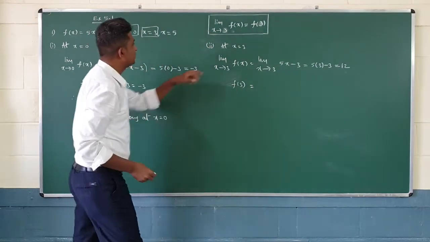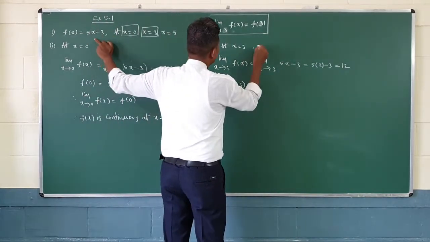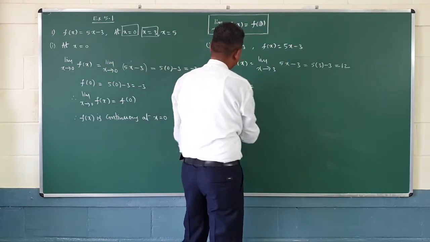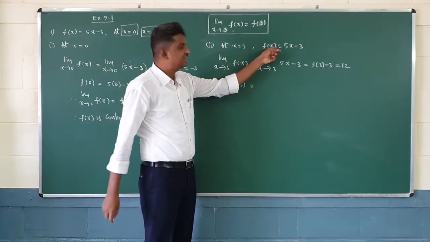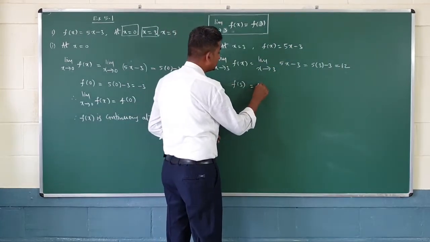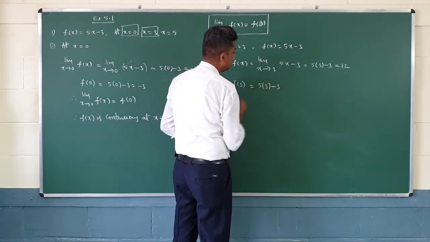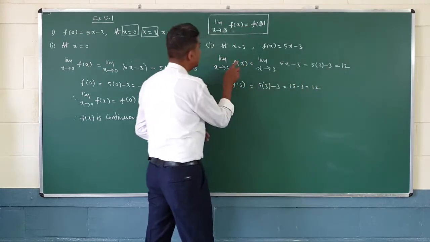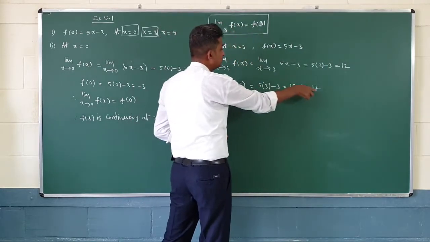What is f of 3? Here is the same function, f of x is 5x minus 3. Where x is there, you write 3. That is 5 into 3 minus 3. 5 threes are 15. 15 minus 3 is 12. What happened? This value is 12, and this value is also 12.